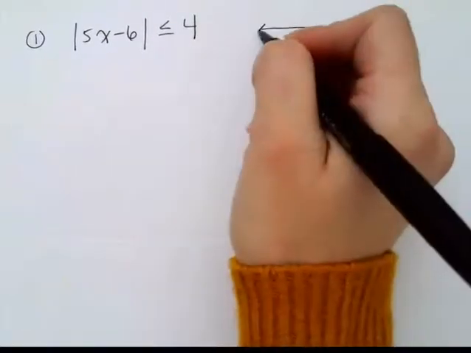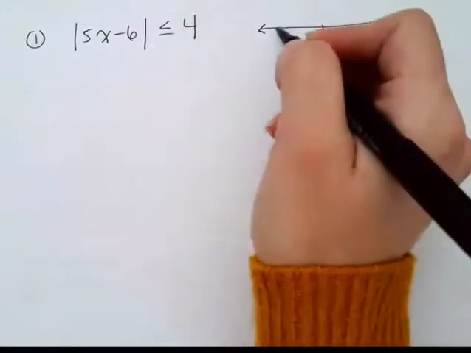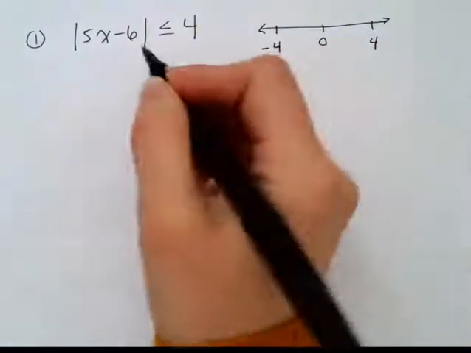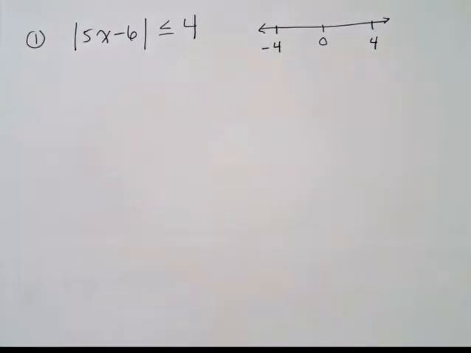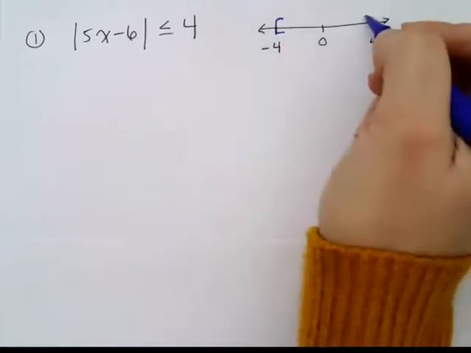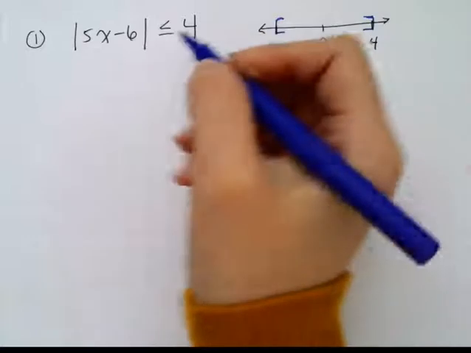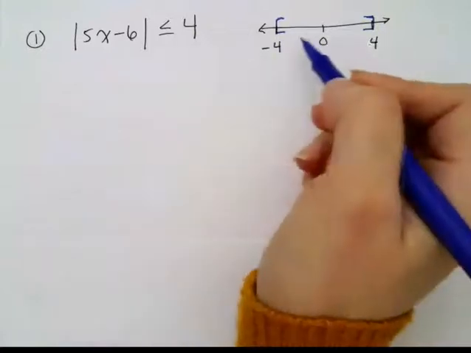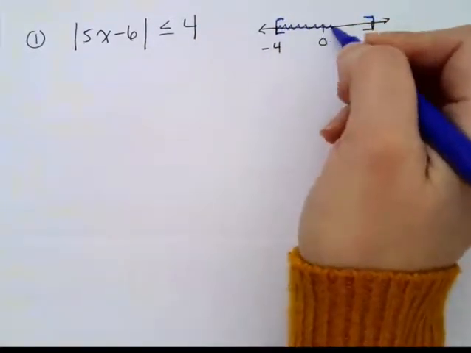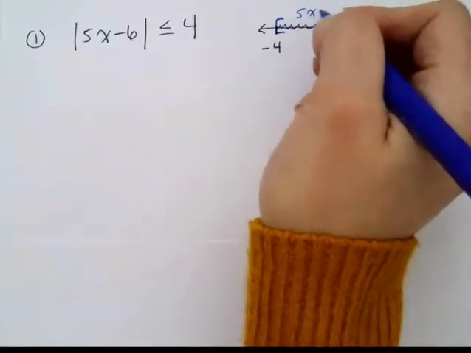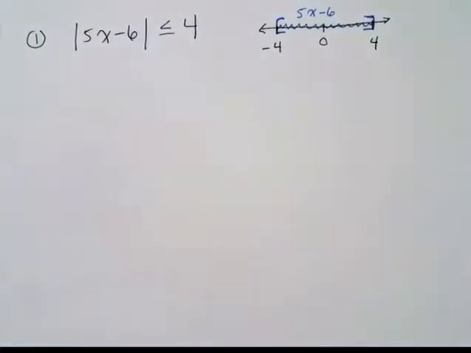So the two values that are 4 units away from 0 are 4 and -4. I can be equal to 4, -4 because I have the equal sign here. So I am thinking about including these two endpoints. But since my absolute value of this expression can be closer than 4 units from 0, I'm including all of the values that live between -4 and 4, which tells me that this expression 5x minus 6 has to be between -4 and +4 or equal to both of those endpoints.